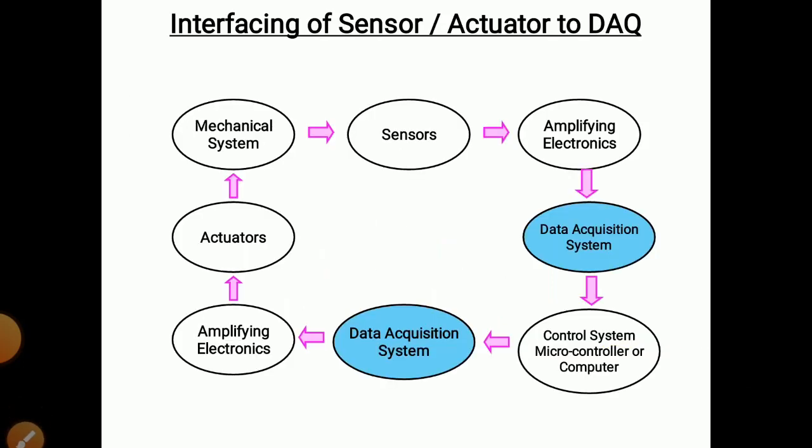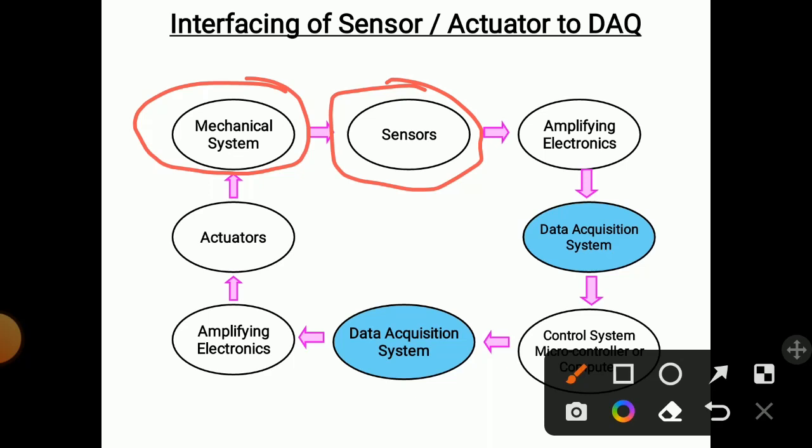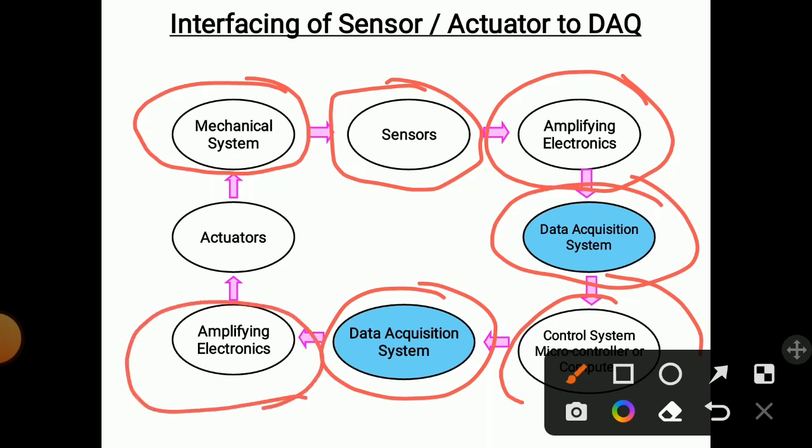Now, interfacing of a sensor or actuator through digital to analog conversion. Suppose one mechanical system is there. The sensor senses a variable from this mechanical system, and this variable is amplified with the help of amplifying electronics. Suppose voltage is there, so voltage can be amplified with the help of amplifying electronics. Then there is the data acquisition system, which acquires data and converts that data into useful form, like analog to digital, digital to analog. And again this signal is given to the control system or microcontroller or computer. This system again gives a signal to the data acquisition system, which converts the signal from digital to analog form, and then it is given to amplifying electronics, then to actuators, and actuators give some motion to the mechanical system.